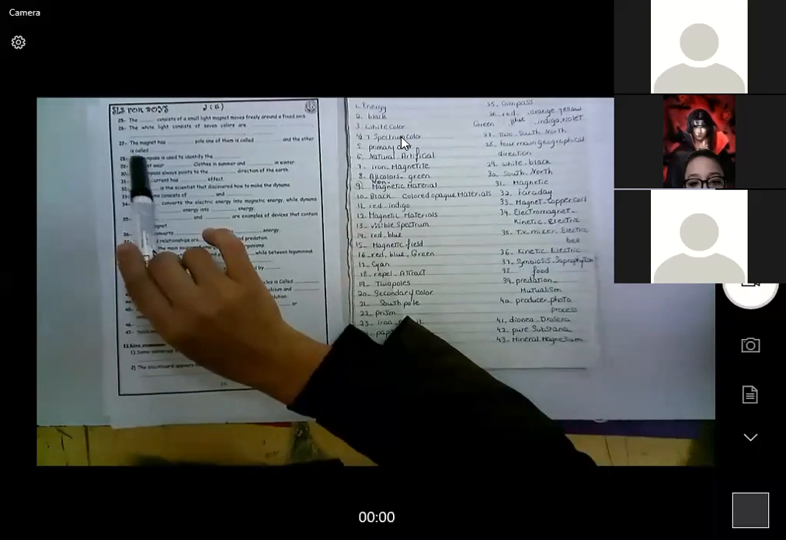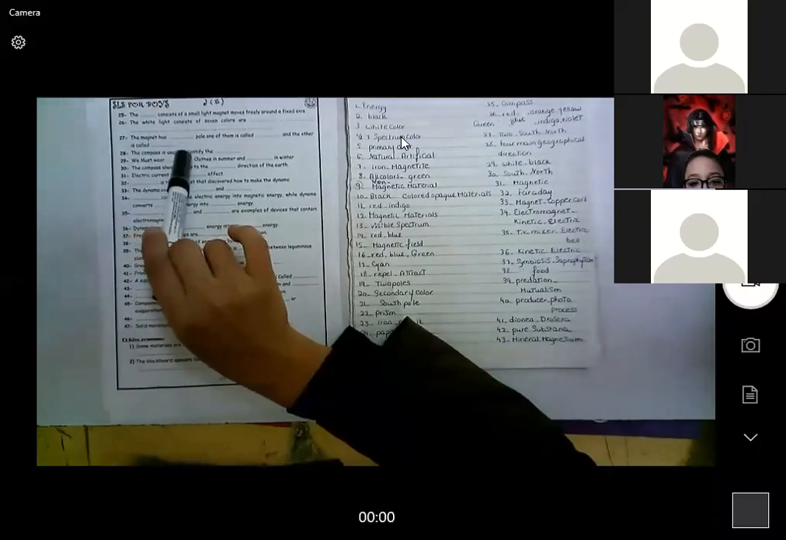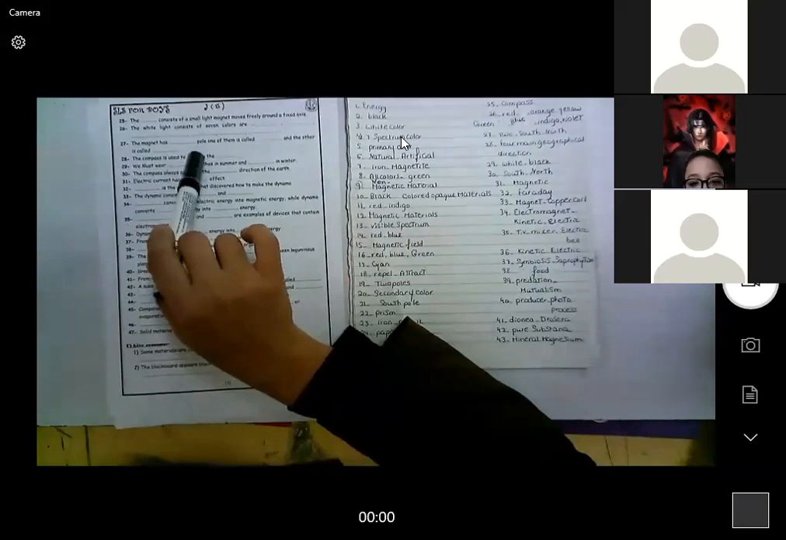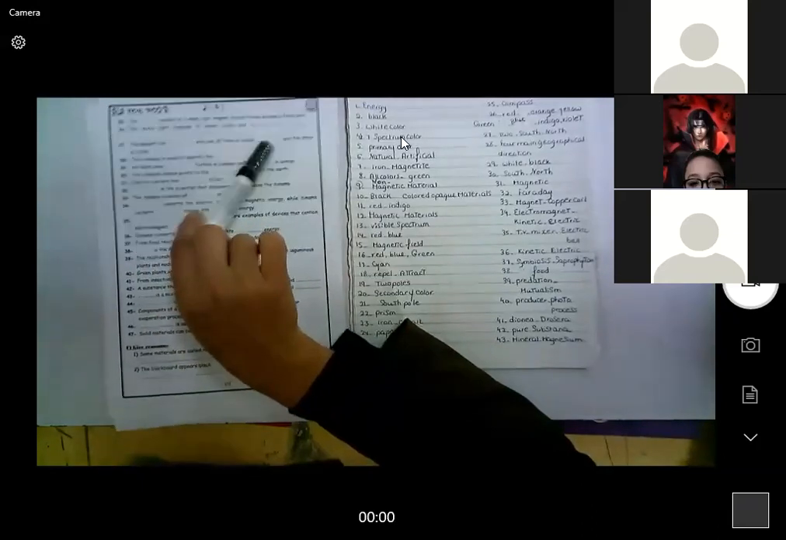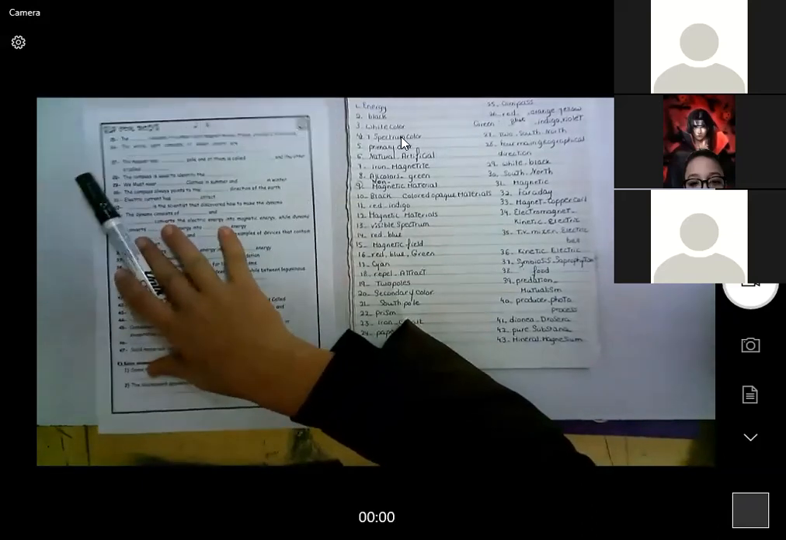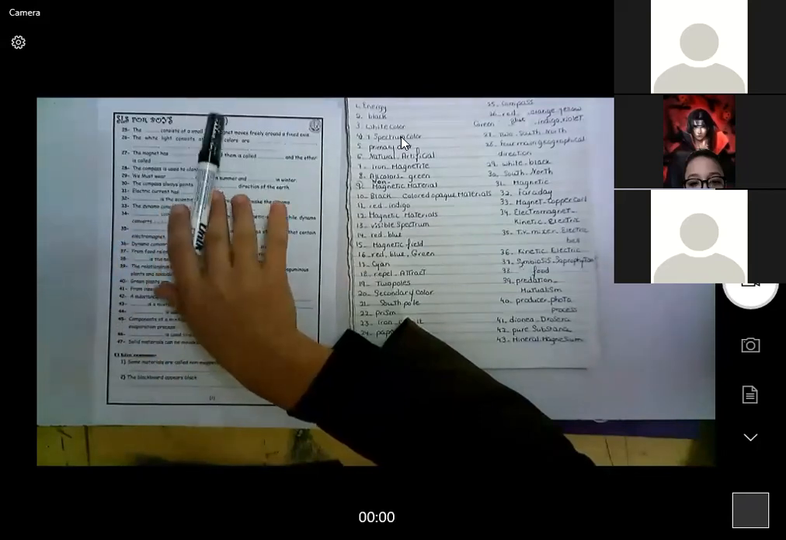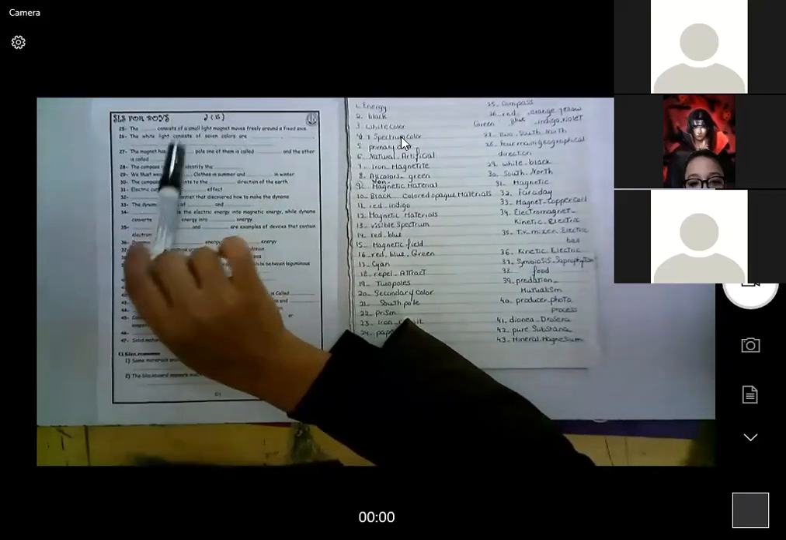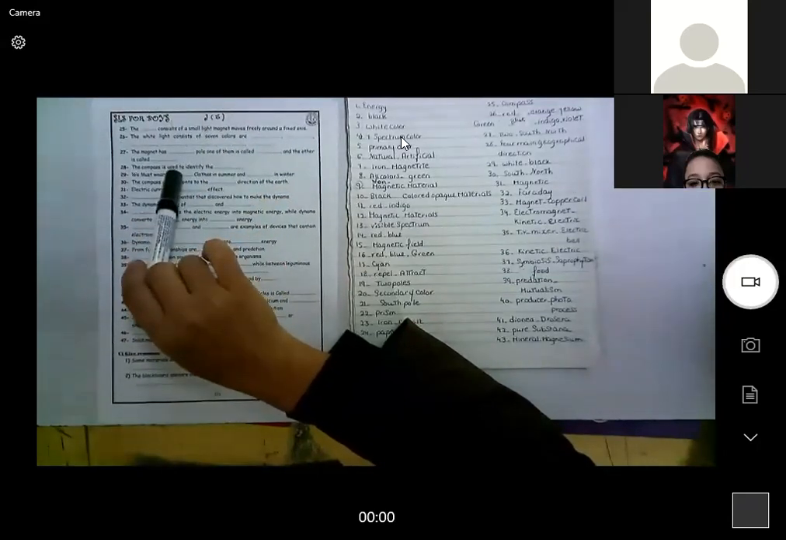27. The magnet has how many poles? We have 2 poles. One is called south and the other is called north. Okay.